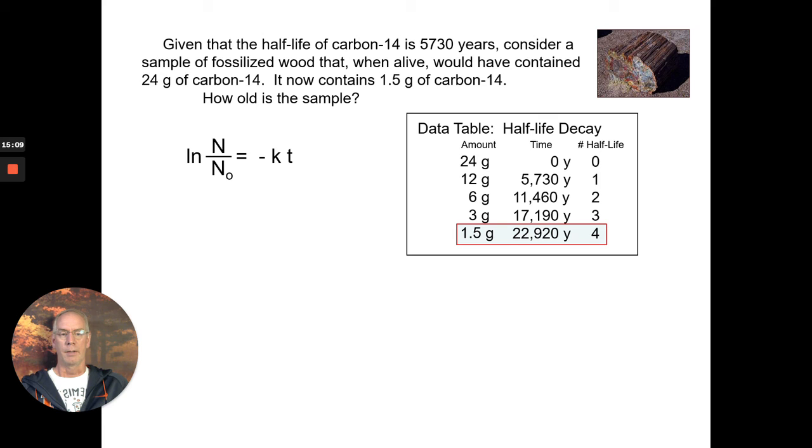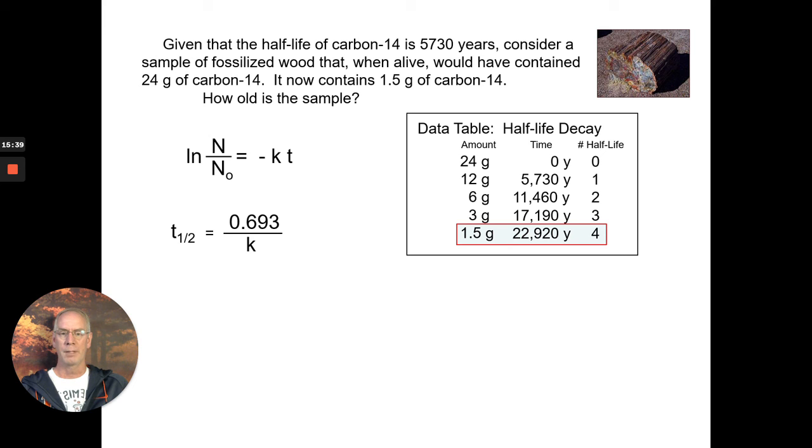Now, if you want a formula for this, it's a little bit trickier. It says natural log of N over N sub naught equals the opposite of kt. Whoa, this is looking like a lot more work than that table method. Now, the half-life of something is equal to the natural log of 2 over k. That's how it's defined. Now, if you take the natural log of 2 on your calculator, you get the number 0.693. That's what it is.